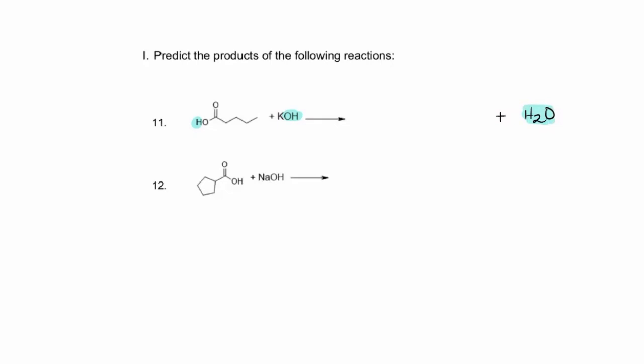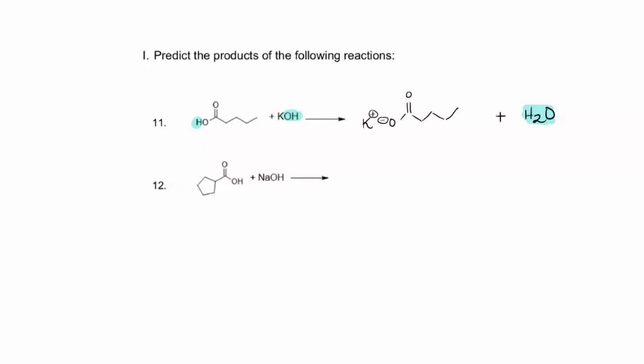Next, if I'm trying to predict the products of what's going to happen to my carboxylic acid, I'm going to redraw my carboxylic acid, not including the hydrogen in the carboxylic acid. And then my oxygen is going to be negatively charged. The potassium, which is the leftover cation, is going to be written next to the oxygen anion that is part of the carboxylate salt. So this is the product of the reaction.